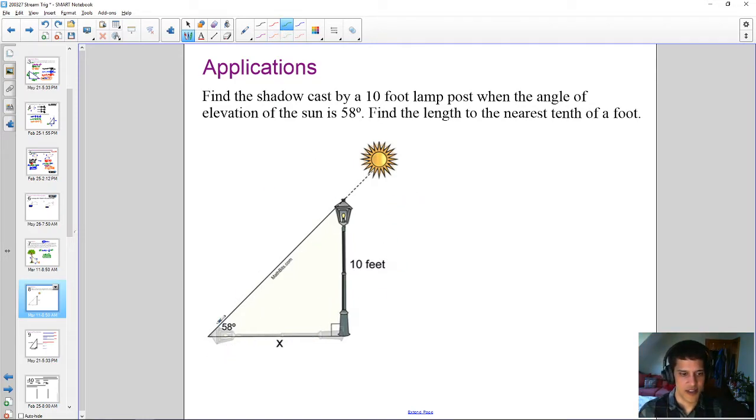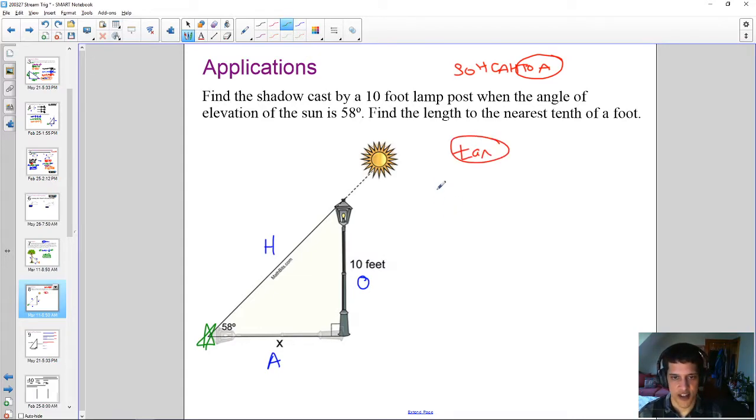Step 1. Let's label our angle. It's over here. It's a 58-degree angle. Step 2. Hypotenuse is right here. Opposite side. And then our adjacent side. Great. Step 3, let's pick a ratio. All right, SOHCAHTOA. Our unknown is our adjacent side, and the side that we know is our opposite side. So O and A, it looks like we're going to use tangent. All right, tangent.